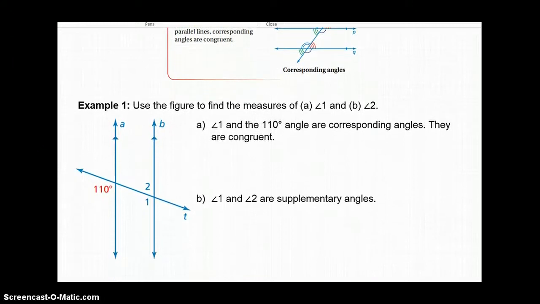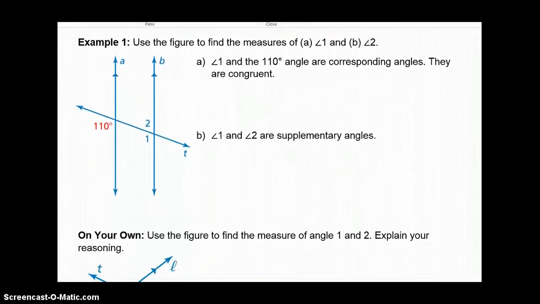Okay, in example 1, use the figure to find the measures of angle 1 and angle 2. So looking at letter A here, it says angle 1 and the 110-degree angle are corresponding angles. See how they're in the same position when you look at the parallel lines. They are congruent. So if angle 1 and the 110 are congruent, then you know that the measure of angle 1 is 110 degrees.